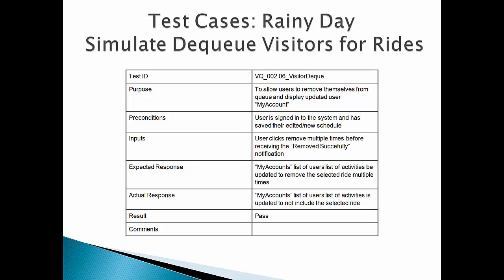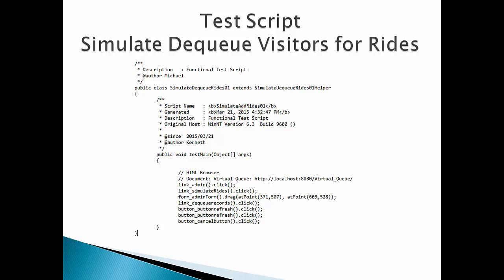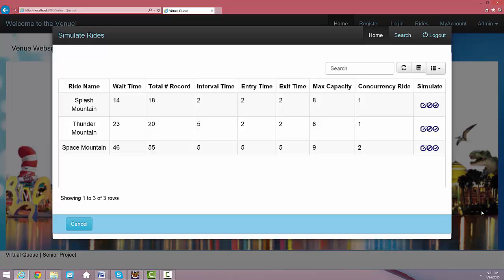And this is the rainy day Simulate DQ for rides, which is when they try to remove themselves in my account, but the ride is actually not included in my accounts, so it gives an error. And this is the test script made for the Simulate DQ for ride, which follows the simple steps from the use case.